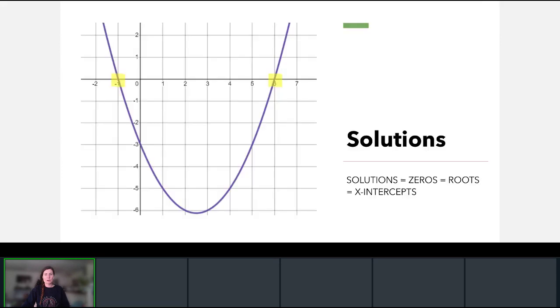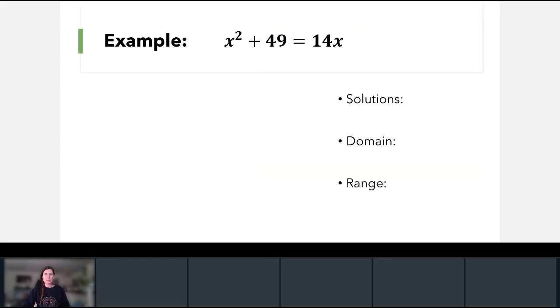Okay, going back to our next problem here. This is our last problem. We have x squared plus 49 equals 14x. Take a moment to also put this into Desmos. Note that this again is not in standard form. It's not equal to 0. We have stuff on both sides.